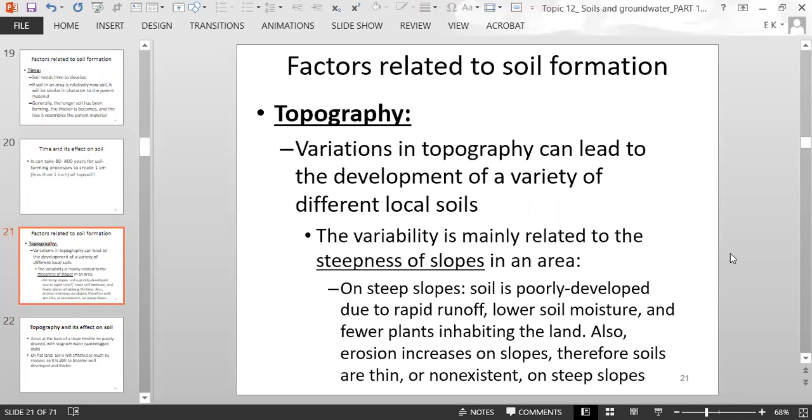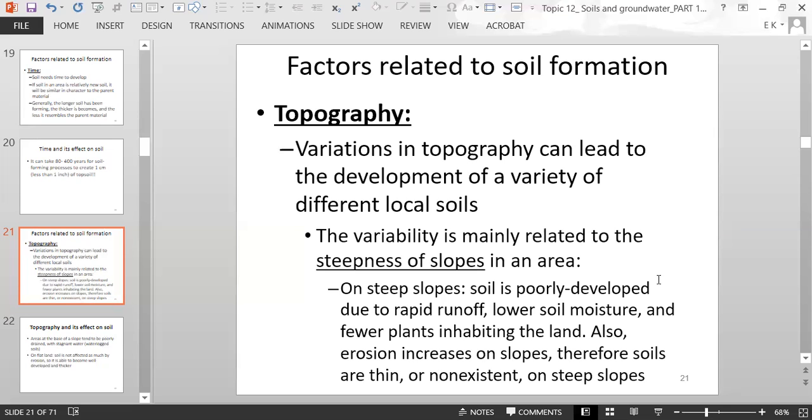And then another factor related to soil formation is topography. Variations in topography can lead to the development of a variety of different local soils. And this variability is mainly related to the steepness of slopes. So on a steep slope, the soil is going to be poorly developed. That's because you get rapid runoff. So you end up with lower soil moisture, and fewer plants are going to be able to live on a steep slope.